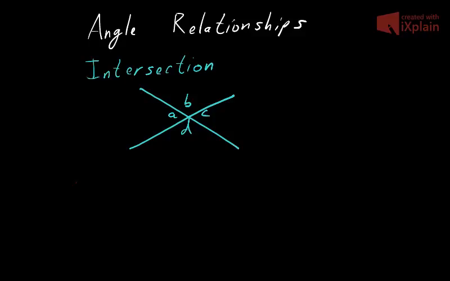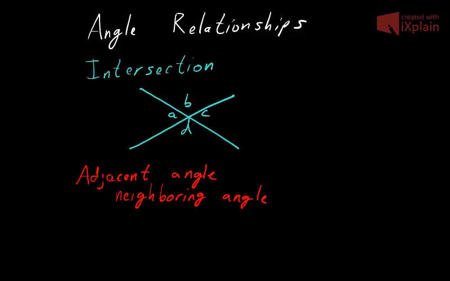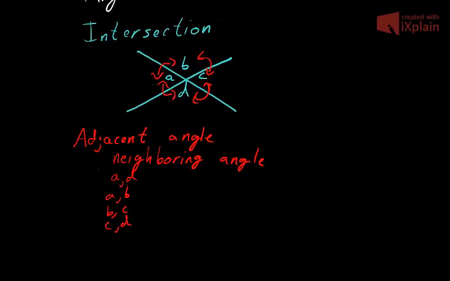And the first one is going to be an adjacent angle. And what adjacent means is going to be a neighboring angle. So an adjacent angle is going to be a neighboring angle. And if we look for some examples of this, D and C are going to be neighbors. B and C are going to be neighbors, A and B are neighbors, and A and D are neighbors. So we can say that all of those are going to be adjacent angles. A and D, A and B, B and C and D. All of those are going to be our adjacent angles.